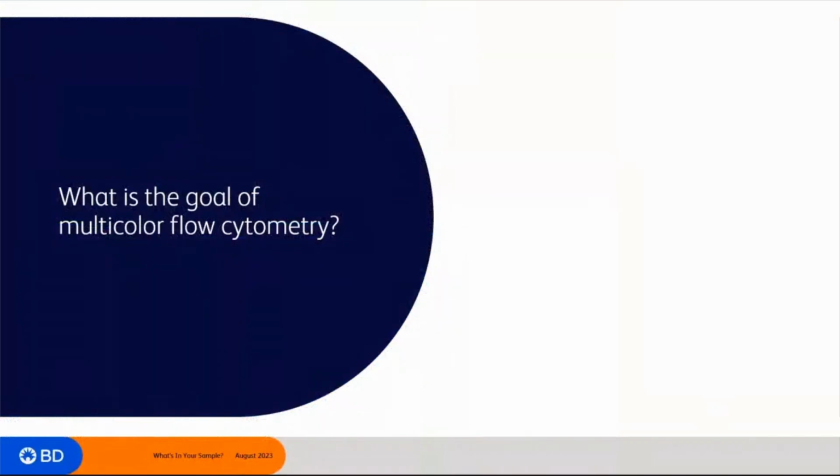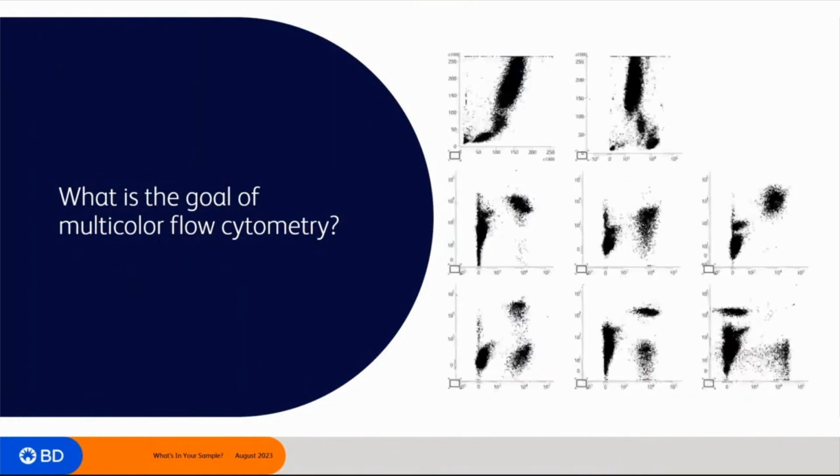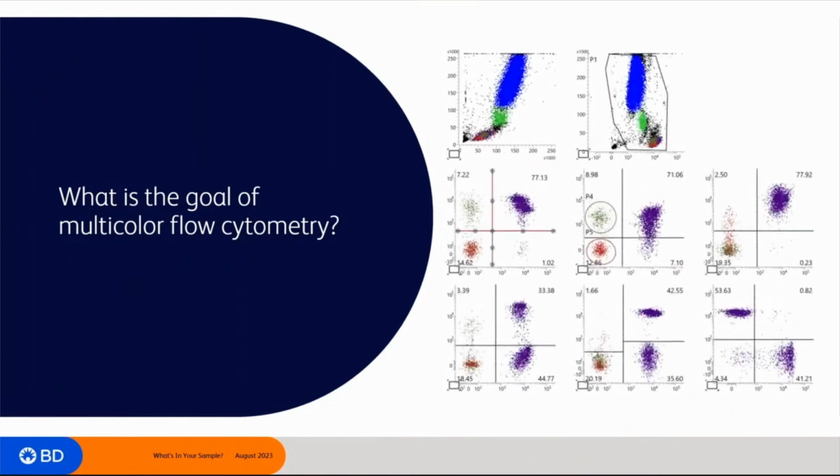To begin my talk, first, let's start with a question. What is the goal of multicolor flow cytometry? It might be taking a bunch of cells in a sample and dividing them into distinct populations by using fluorescently labeled antibody, so we can study things like how prevalent they are in that biological sample and how they look different than what is normal for cells.